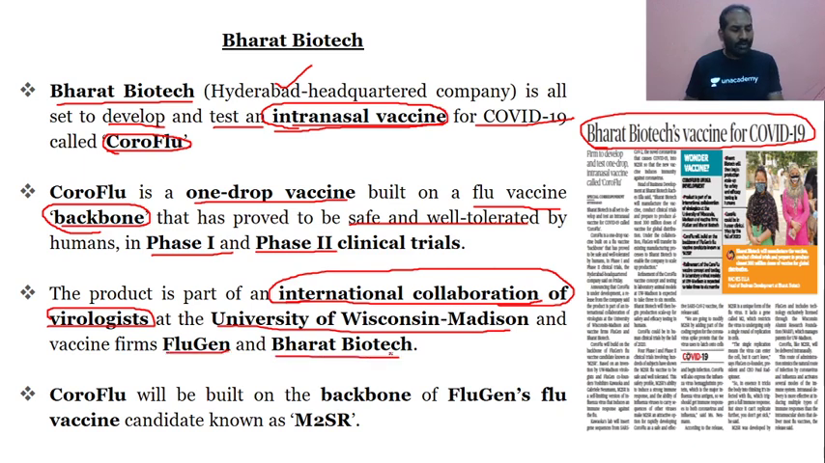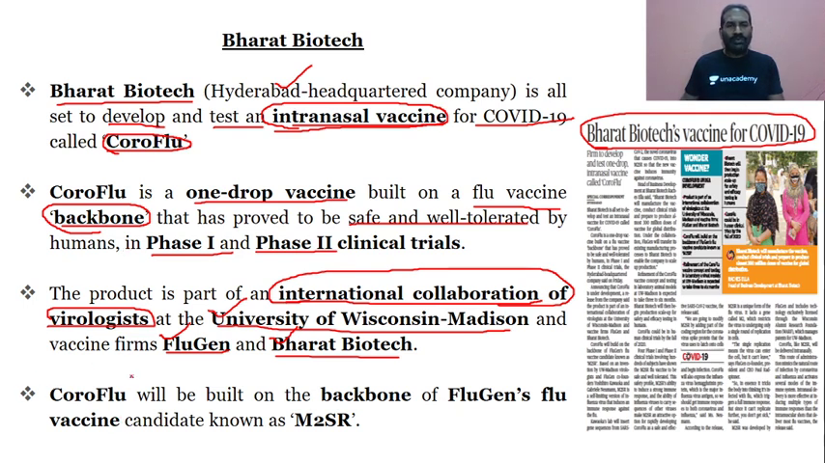So again, this is very important from the prelims point of view, that which are the ones who have been part of the product, that is Coroflu, which is being tested by Bharat Biotech. The other part is the international collaboration of virologists at the University of Wisconsin Madison, along with a vaccine firm called Flugen, and then Bharat Biotech. So keep in mind for the prelims point of view: University of Wisconsin Madison along with the firm Flugen, and the other firm Bharat Biotech, which is headquartered in Hyderabad.